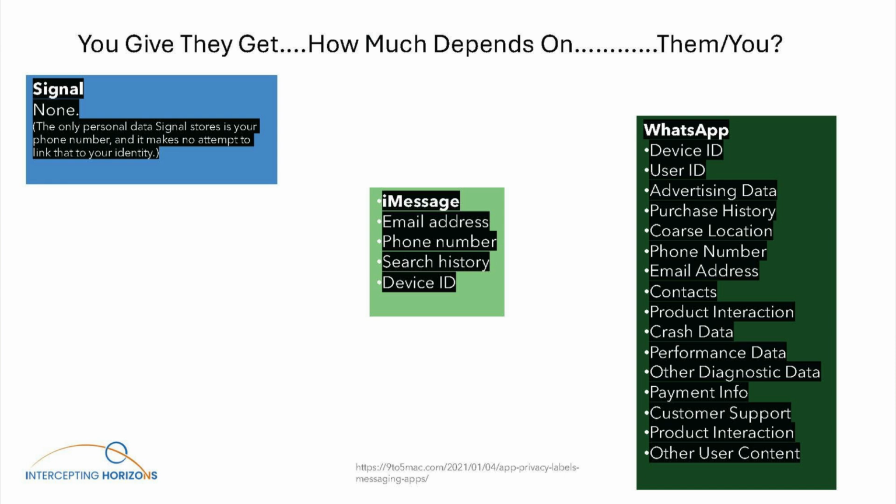Product interaction. Oh, what are you looking at? What are you playing with? We'll look over your shoulder. Crash data, performance data, payment info. Did you buy anything when you were here and went over to another site, or somebody sent you something and you clicked on it and went and bought it?